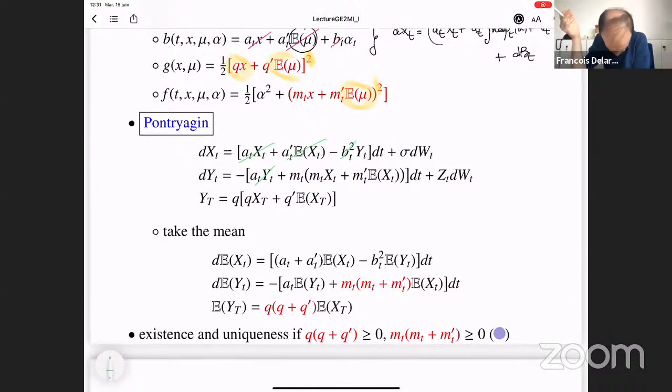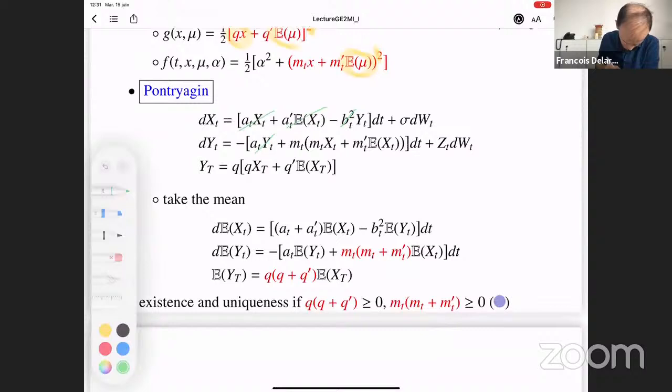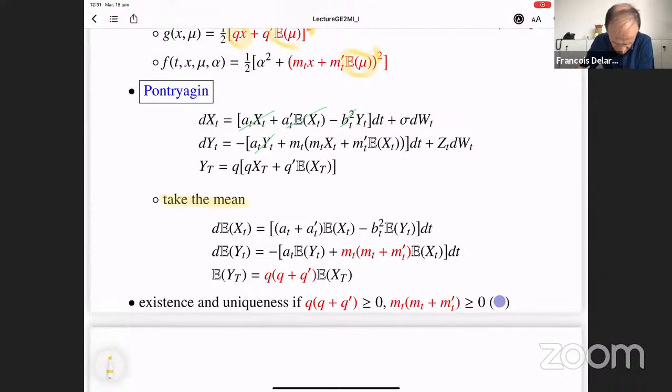And so in order to solve the equation, completely independently of any Schauder theorem, you forget about Schauder, and you say, I take the mean, which is the good point to do in this kind of thing. When you take the mean, you get a new forward-backward system, but for the mean. So somehow you completely reduce the dimension of the analysis. This is no longer an infinite dimensional system. This is just a system in dimension one.